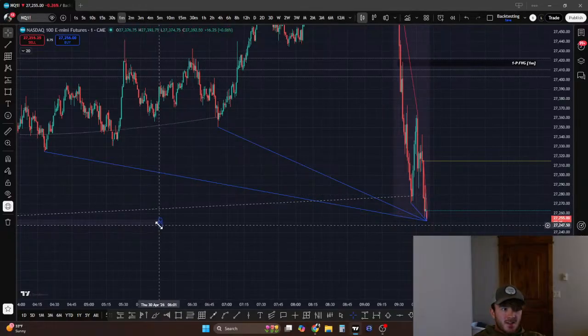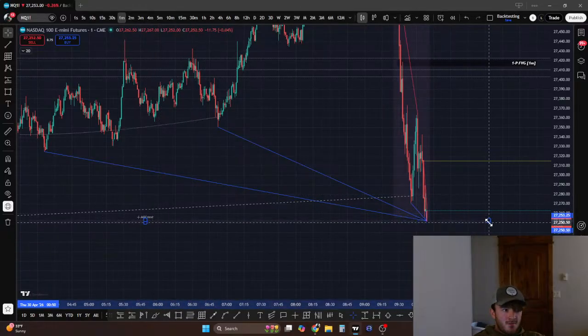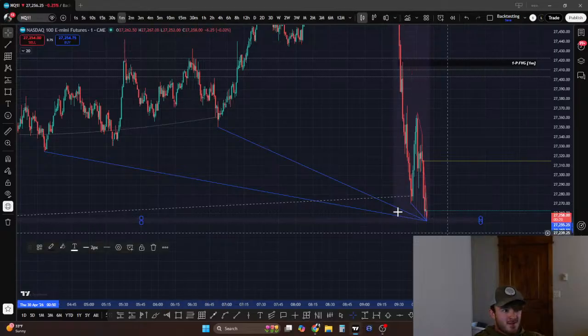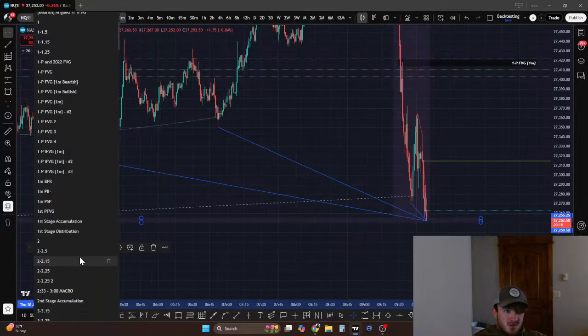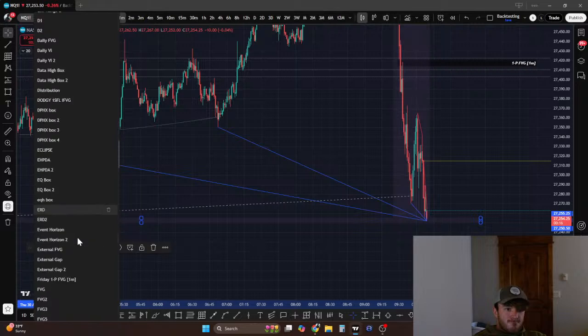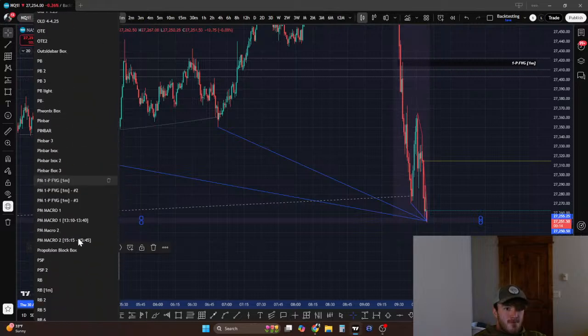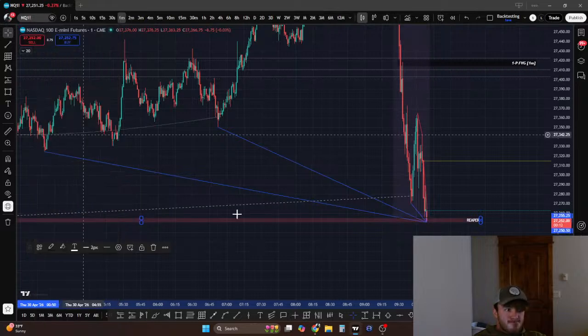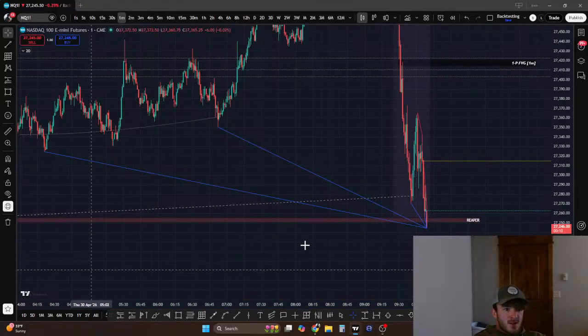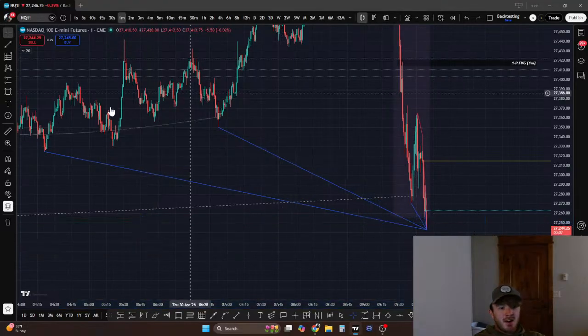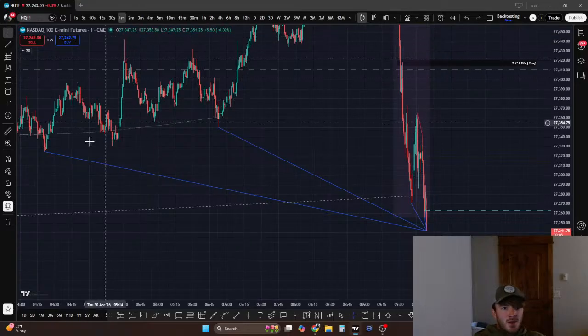Once again, I've not taken a single real trade at all. I keep saying that, but it's true. I haven't. Whoops. That honestly is not that obvious. I'm not gonna even mark that. We got a new day opening gap.